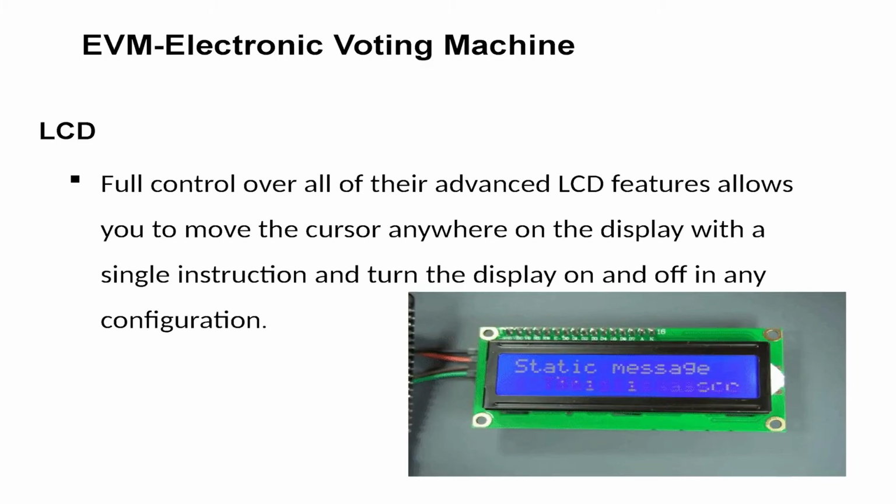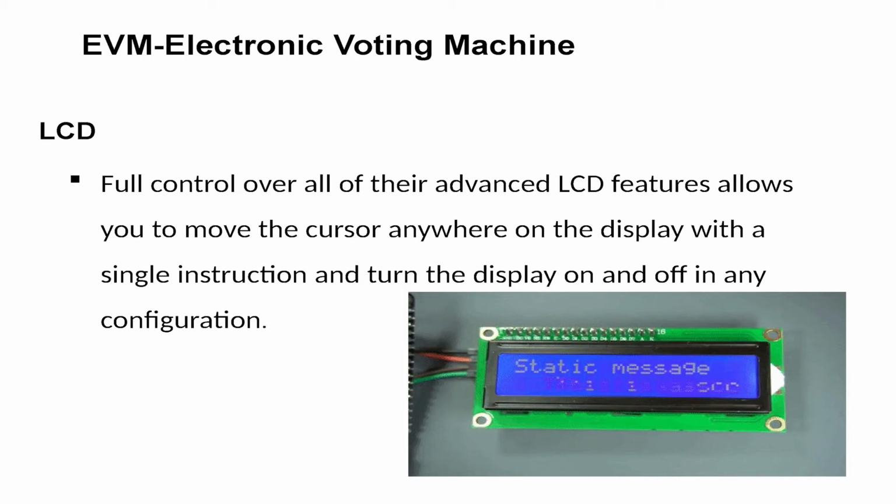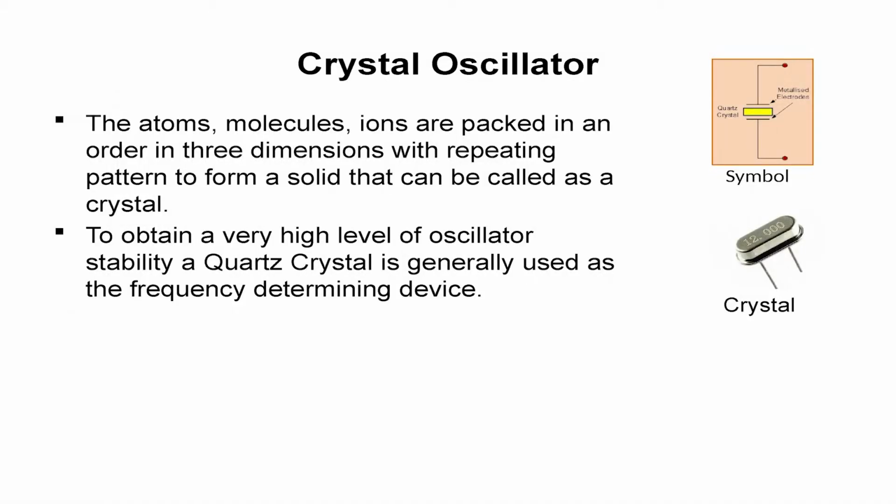LCD is defined by these pins. 7 pins are connected with port 2 and the remaining 5 pins: one is enable, one is the read write bit, one is register select, meaning which register to select, one is VCC and one is ground, which is connected with ground. Crystal oscillator. The crystal oscillator provides you a frequency of 12 MHz. It is used to create oscillations.